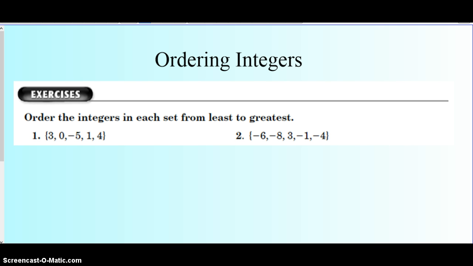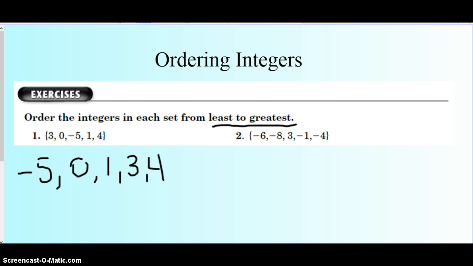So doing some practice here, we've got ordering of integers. We have a set of 3, 0, -5, 1, and 4. This exercise says to order them from least to greatest. Always make sure that you're reading the directions. Here it says least to greatest, so we want to start out with the smallest number. The smallest number in this set would be -5. And then the next smallest number would be 0, and then 1, 3, and 4.